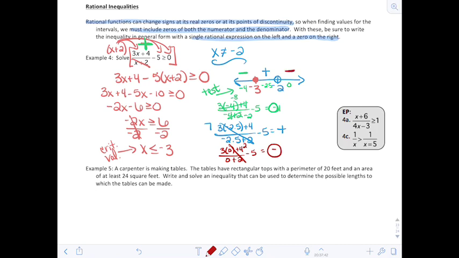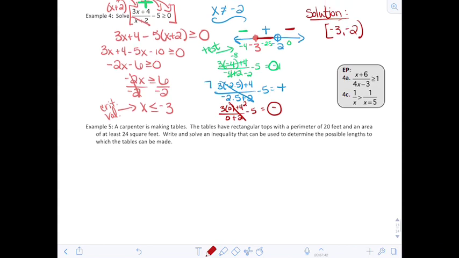So this interval is negative. Since I'm looking for a positive, my solution interval is right here from negative 3 up to, but not including negative 2. So here's my solution, including negative 3 up to, not including negative 2. Okay.